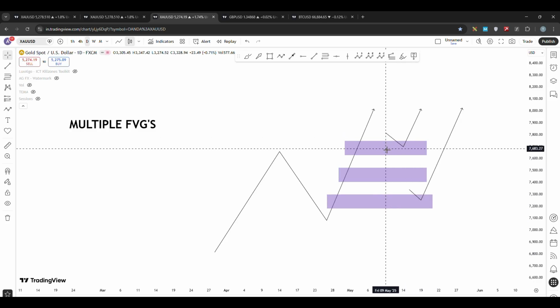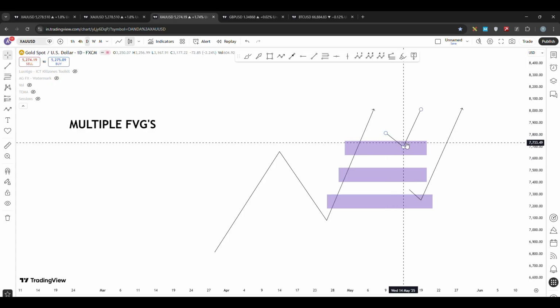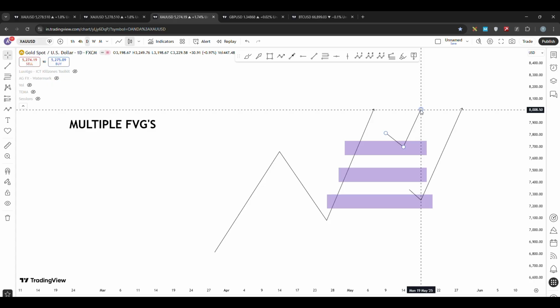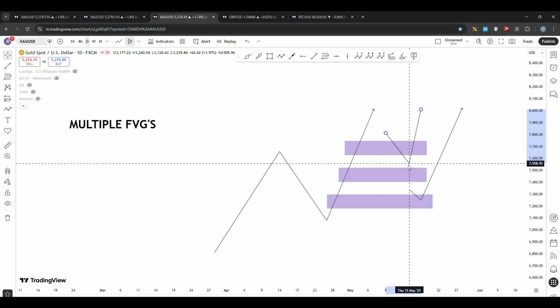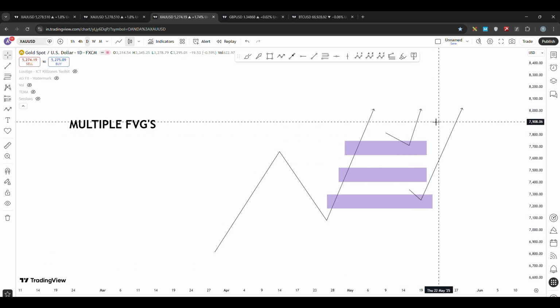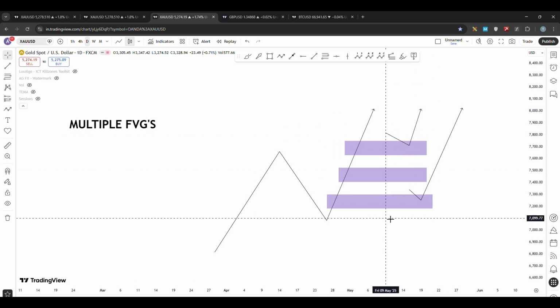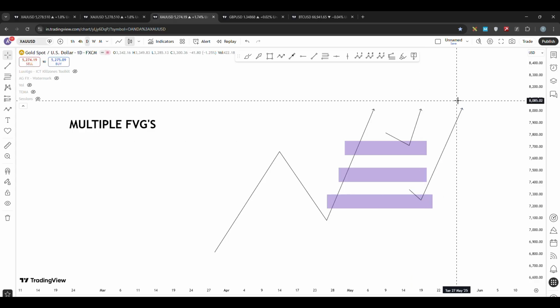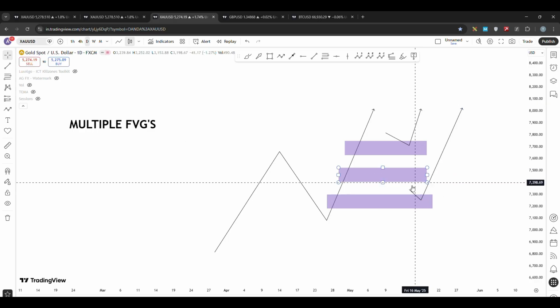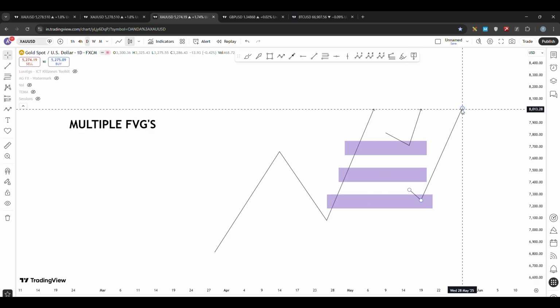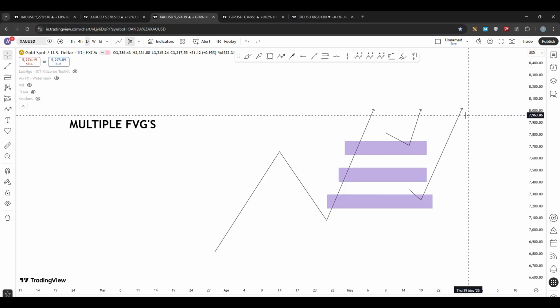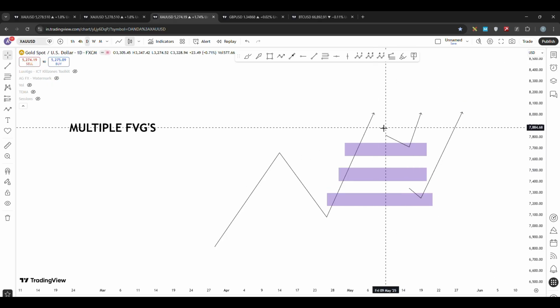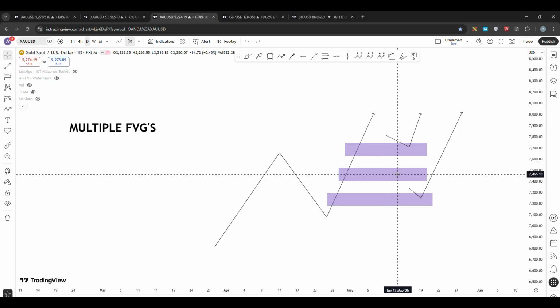The first fair value gap will be important. If the market taps here and gives confirmation, you will take your entry from there and you'll be targeting the liquidity. But if the market drops below the first fair value gap, in that case, you'll be focusing on the last fair value gap, and from there, you'll be making an entry towards the direction of the trend, and once again, you'll be targeting the liquidity. Okay, so this is for multiple fair value gaps.